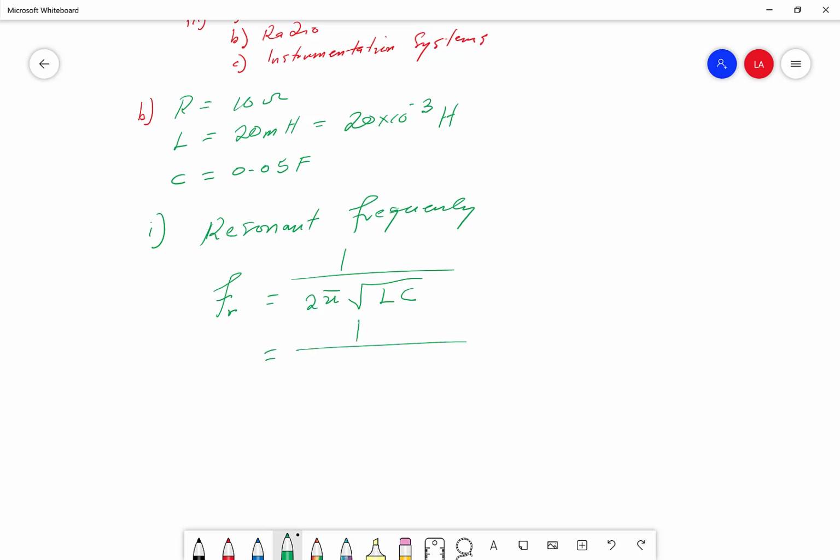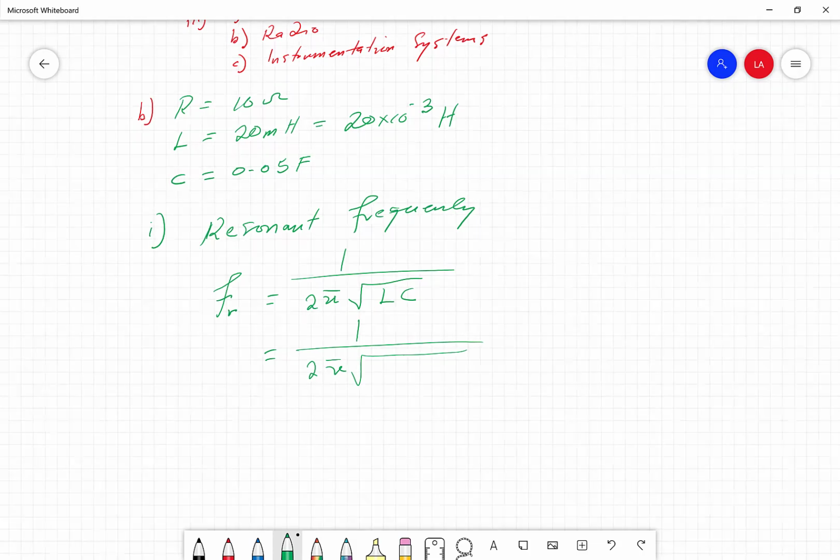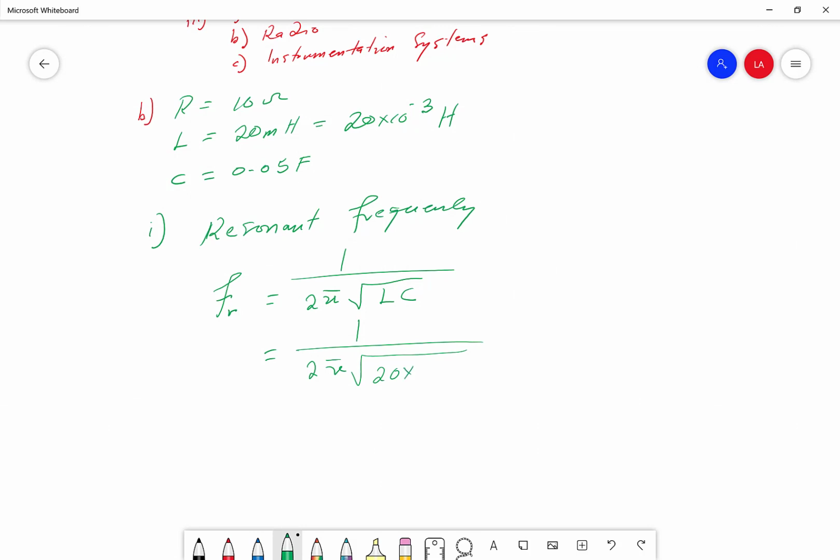So we'll have 1 over, from the data we have, 2 pi. We already know pi is a constant. If you're using your calculator, you can just select pi and then you move on. And then for LC, we'll have 20 times 10 raised to the power minus 3 times 0.05 farad.